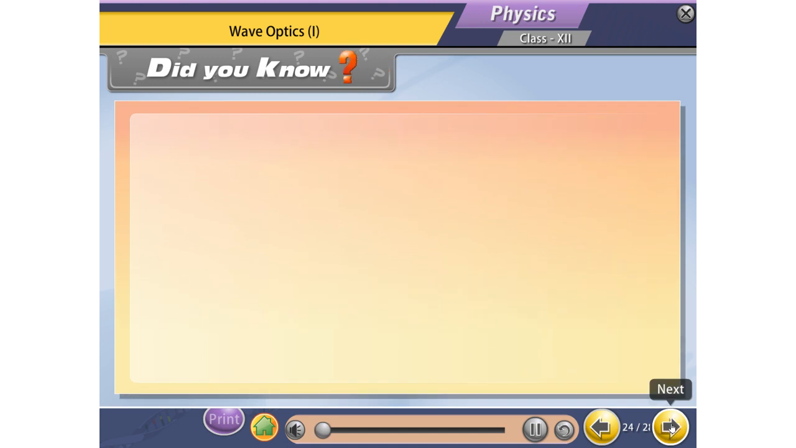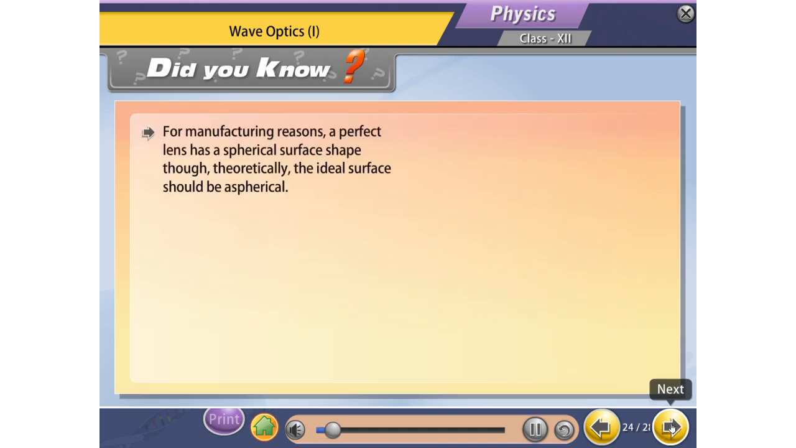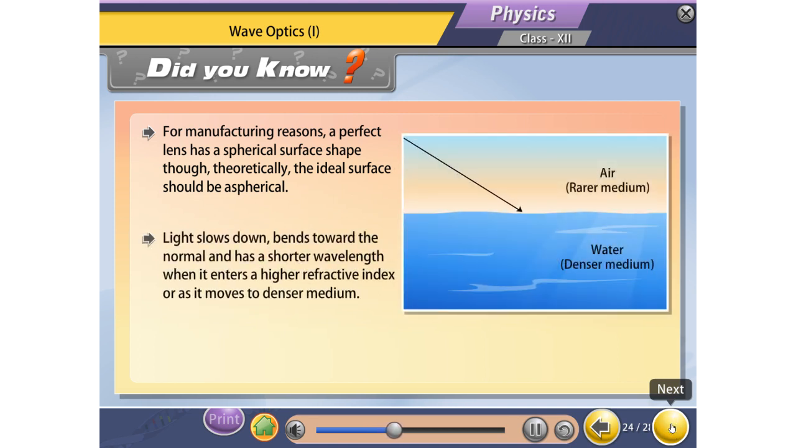Did you know? For manufacturing reasons, a perfect lens has a spherical surface shape, though theoretically the ideal surface should be aspherical. Light slows down, bends towards the normal, and has a shorter wavelength when it enters a higher refractive index medium, or as it moves to a denser medium.